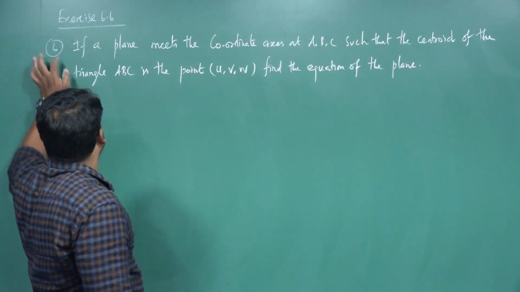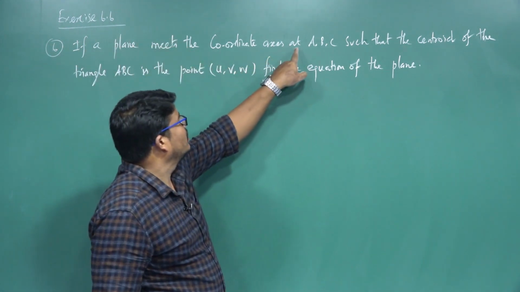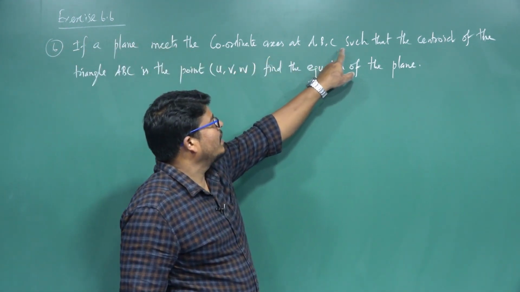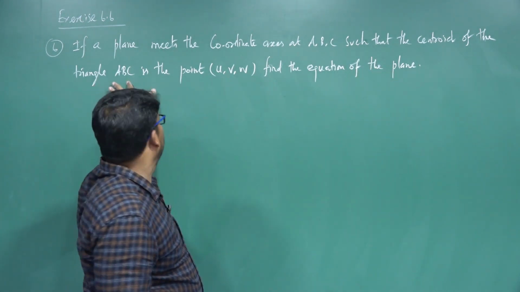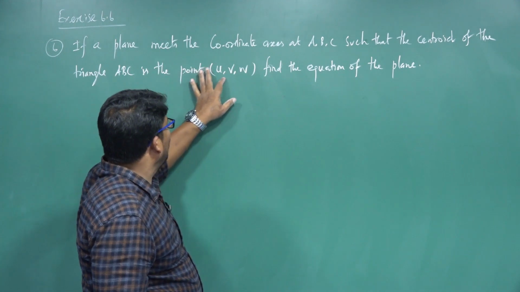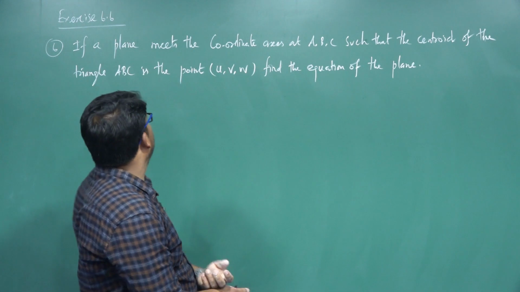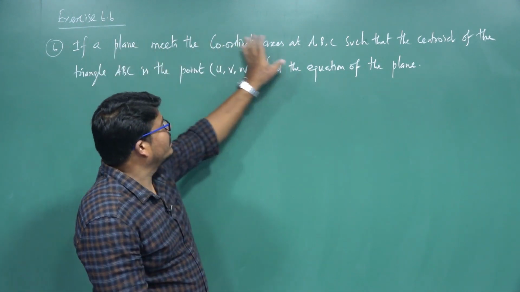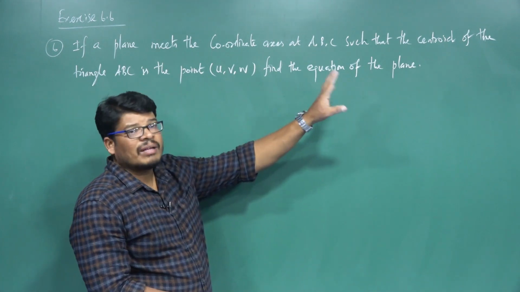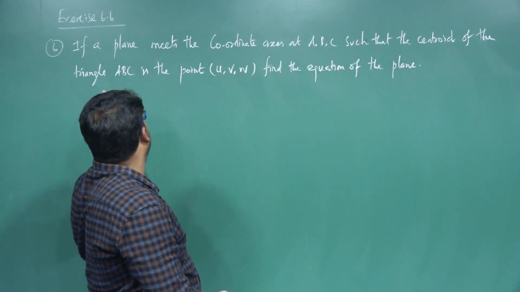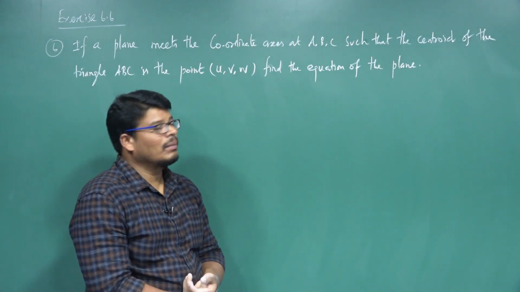Problem 6. If a plane meets the coordinate axes at A, B, C such that the centroid of the triangle ABC is the point u, v, w, find the equation of the plane.